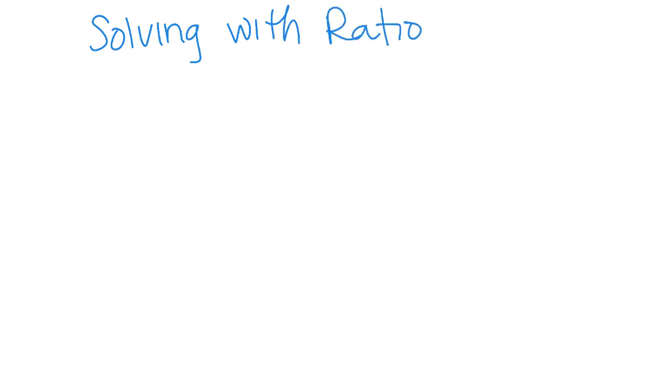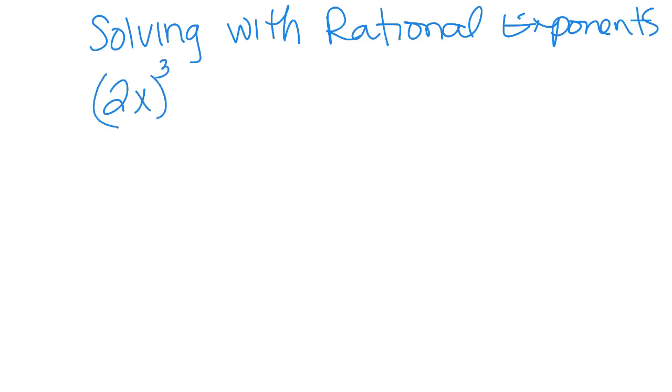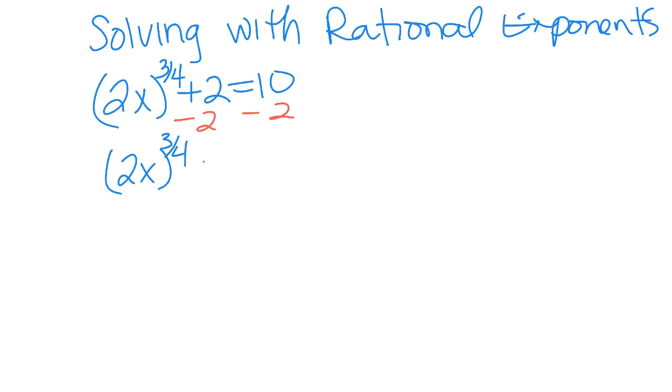Now, what if we have rational exponents? So, for example, we have 2x to the 3/4 power plus 2 equals 10. So we're going to solve this by getting the exponential part of it by itself. So we're going to subtract 2, and I get 2x to the 3/4 power equals 8.